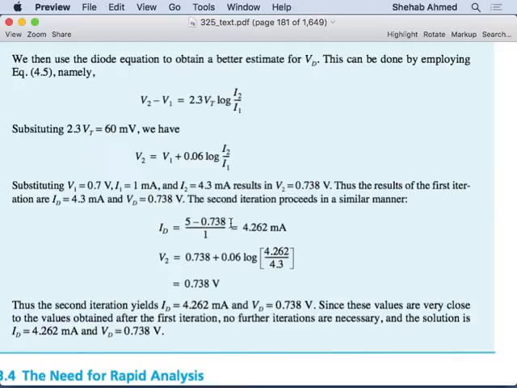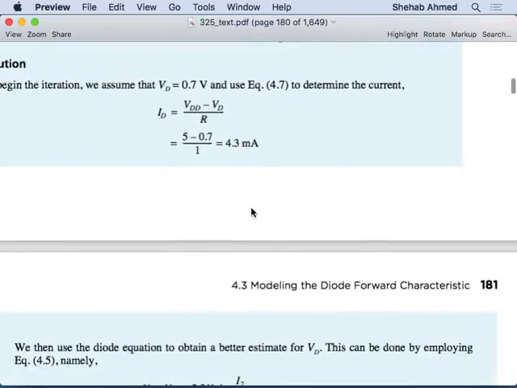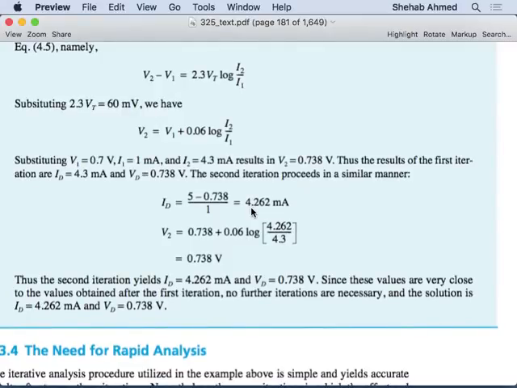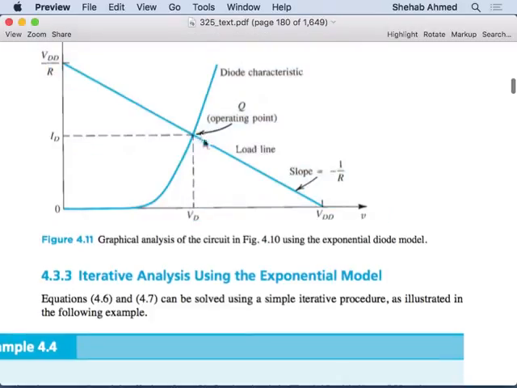So 5 minus 0.738 divided by 1 is 4.262 milliamps. It's very close to the 4.3 milliamps. So that's already a good point. It means that I'm converging. I can continue and find the exact point, but I'm close enough to it.